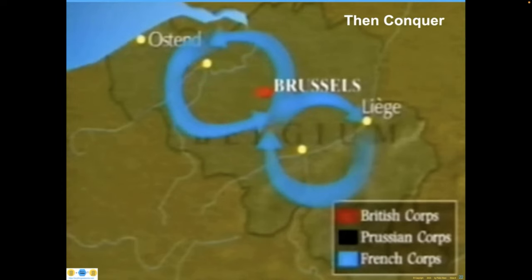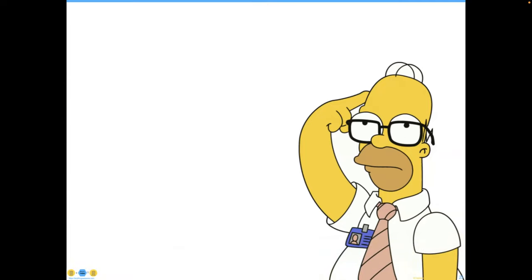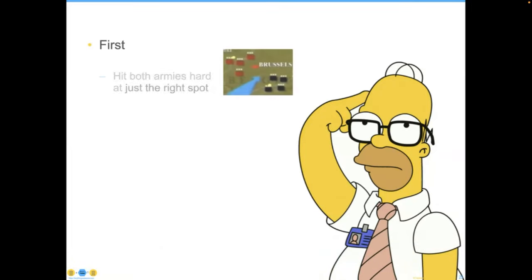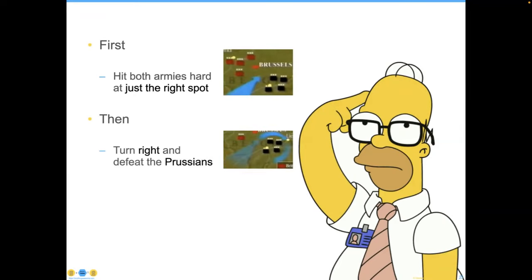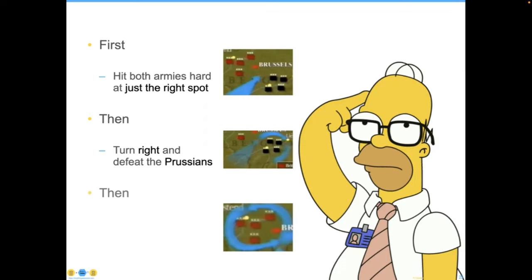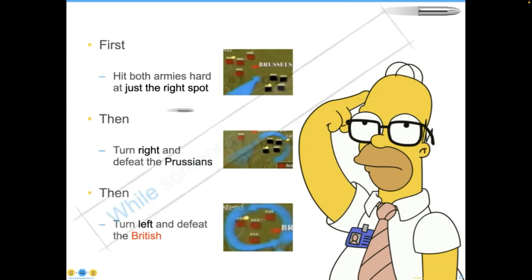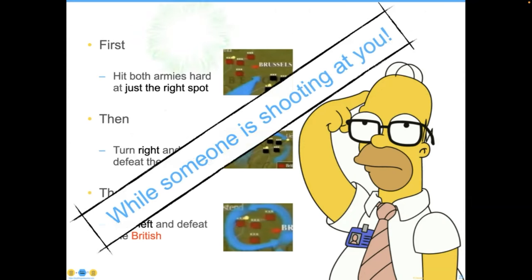So again, great example of strategy. This is still taught in US DOD schools that we have. It turned out it wasn't successful. That's a different issue, but we understand it as a strategy. And let's take that third strategy apart for just a minute. So let me get this straight. This is the people who are receiving the strategy, and they're saying, we're going to hit both of the opposing armies at us at once at just the right spot, and then we're all going to turn right and defeat the Prussians, and then we're all going to turn left and defeat the British. And oh, by the way, will you please do this while somebody is shooting furiously at you? Well, that's probably not a recipe for success. It certainly wasn't in this particular instance.